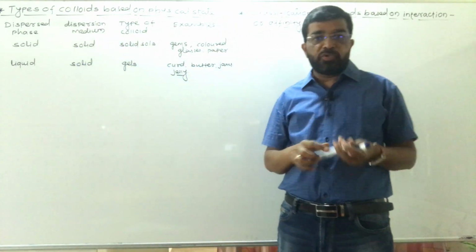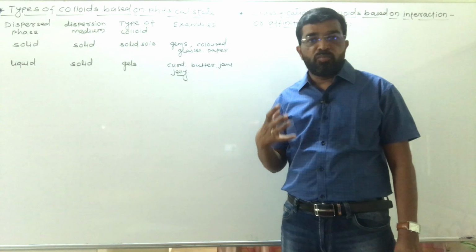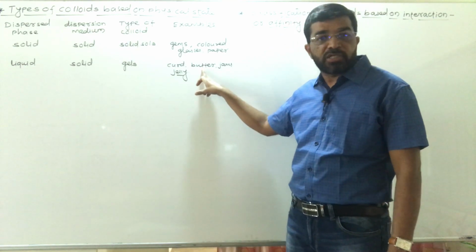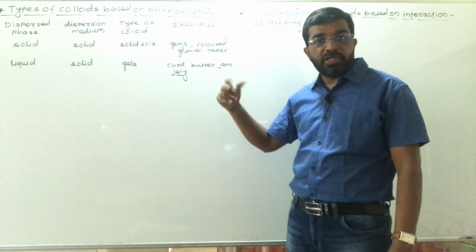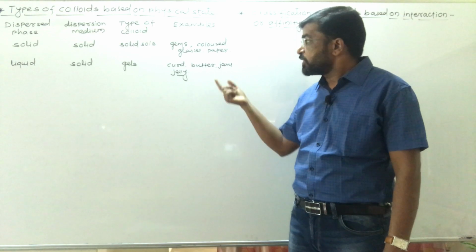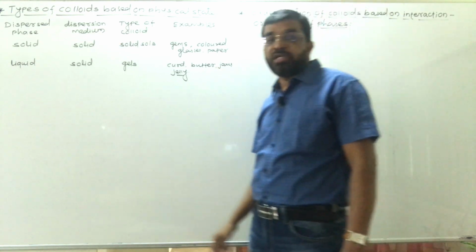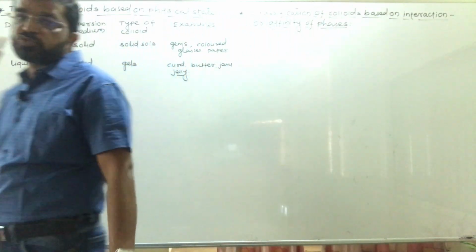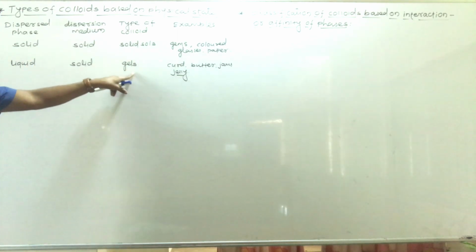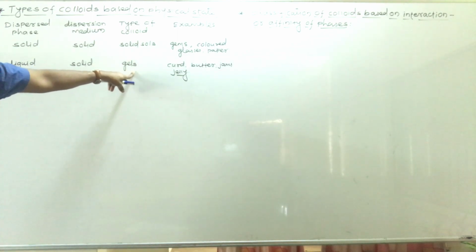You know that in curd more solid and less liquid is there. In butter also, solid is more, liquid is less. In jam and jelly also, so they are liquid in solid type of colloidal solution, and liquid in solid type of colloidal solutions are called gels.